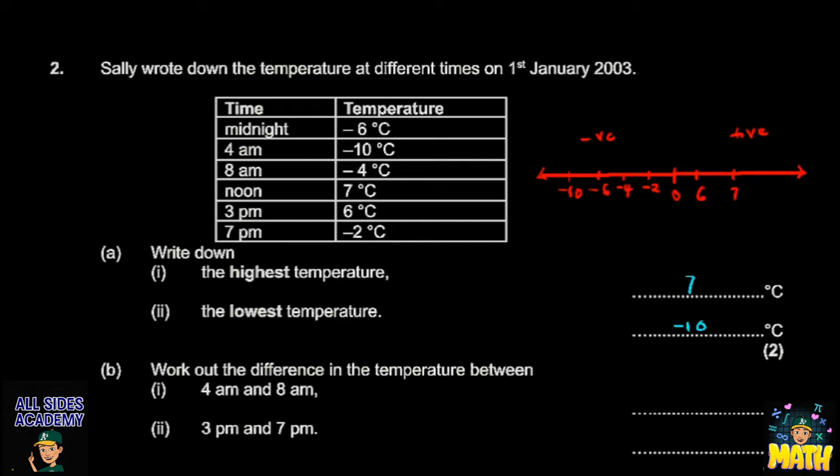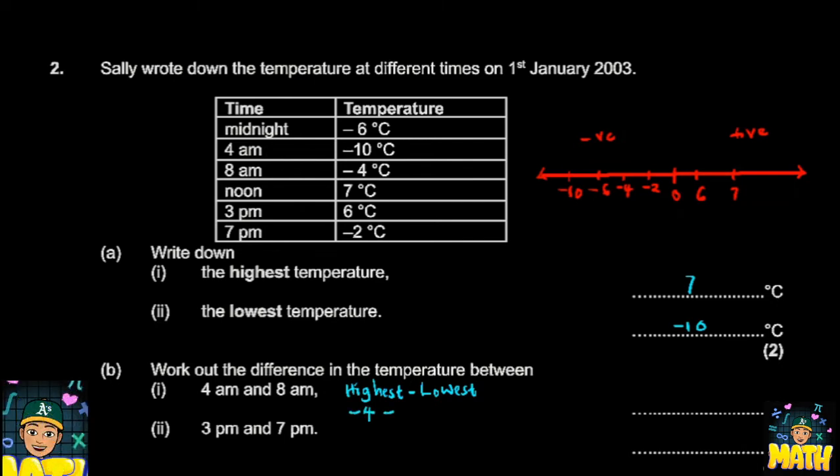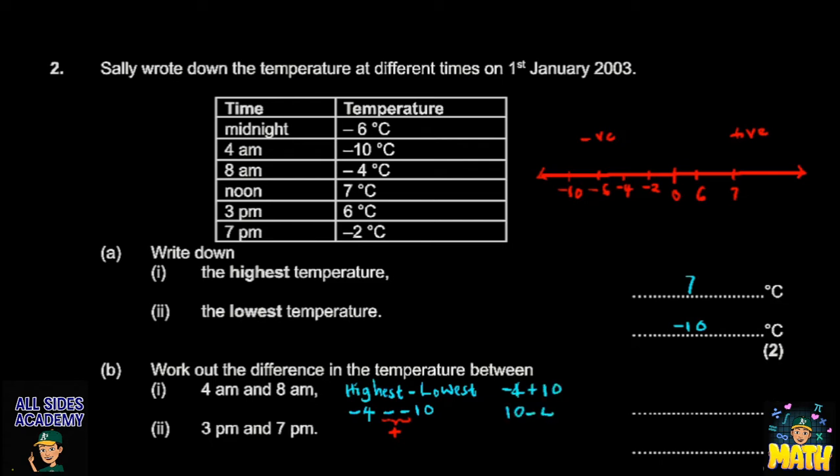So work out the difference in temperature between 4 a.m. and 8 a.m. So you take note of the temperatures between 4 a.m. and 8 a.m. Temperature difference will be given by highest minus lowest. So the highest is -4, minus the lowest, which is -10. So -4 minus -10. The two negatives become positive. So -4 plus 10. So the positive can start and then the negative. So 10 minus 4, that gives us 6.